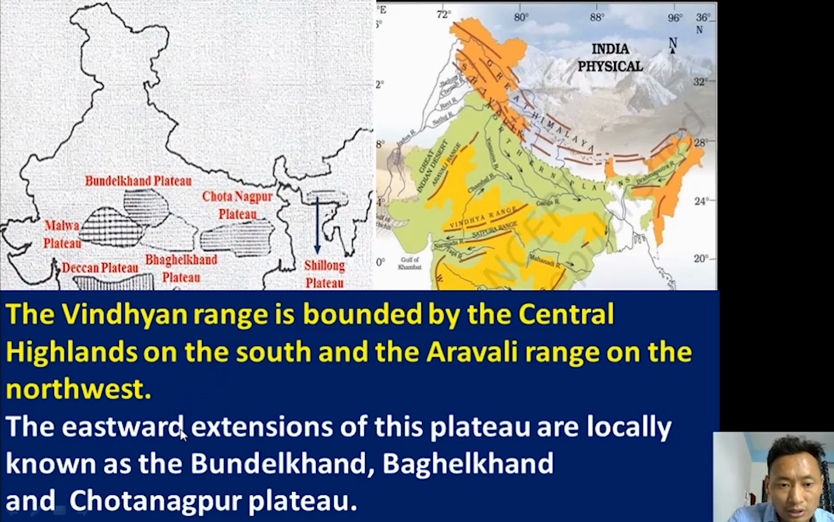Towards the eastward extension of this plateau, it is locally known by different names. If we move towards the east, we have other plateaus such as Bundelkhand, Baghelkhand, and Chota Nagpur Plateau. These four plateaus are collectively known as the Central Highland.